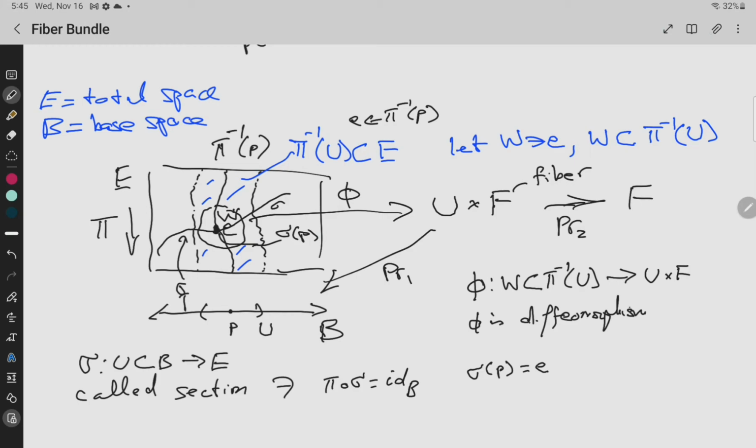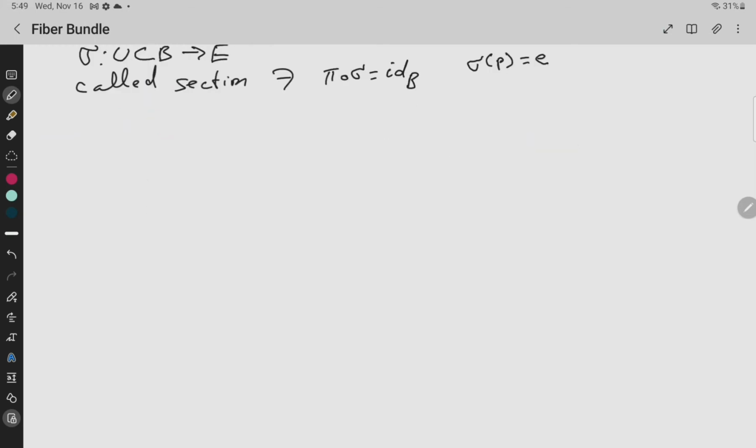So sigma of P is equal to E. Now we're going to have the chart on the base manifold B and the fiber. So there are two charts here. The first chart is going to be on the base manifold, and the second chart is going to be for the fiber manifold.